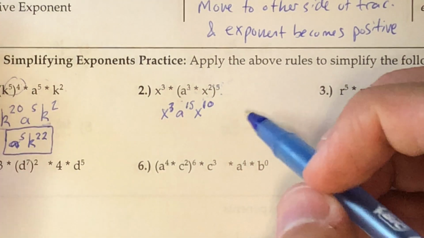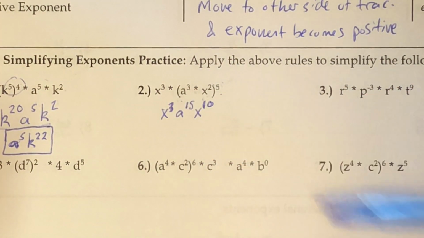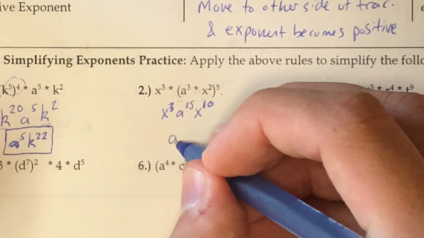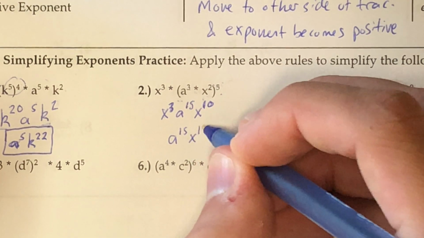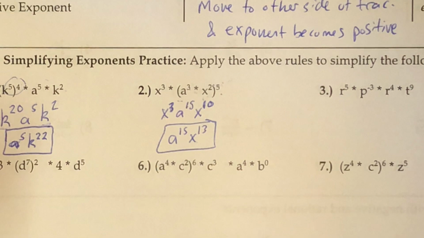Next here, we are adding exponents. We've got product rule here. So x to the third and x to the 10th gives us x to the 13th. So I have a to the 15th, x to the 13th. Notice as with the last problem, you can't combine the a and x. They're different variables. You can only add those exponents when they're the same variable.